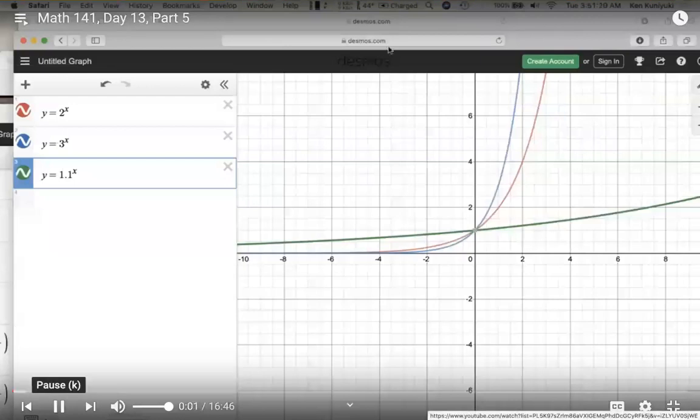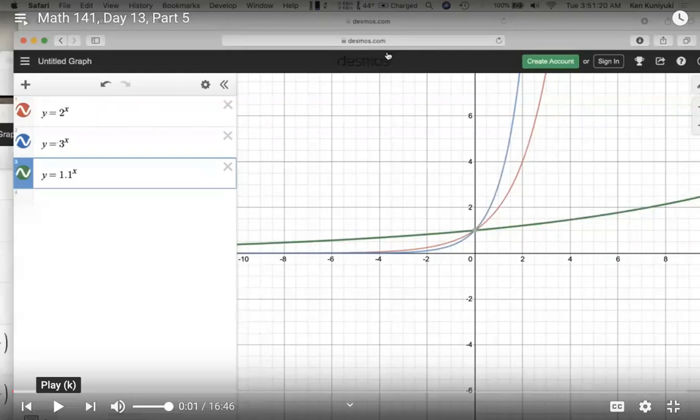So think about that for a moment. In fact, I'll give you some time. Maybe 20 seconds or so. Intercepts, domain, and range for all these. All right, let's proceed.